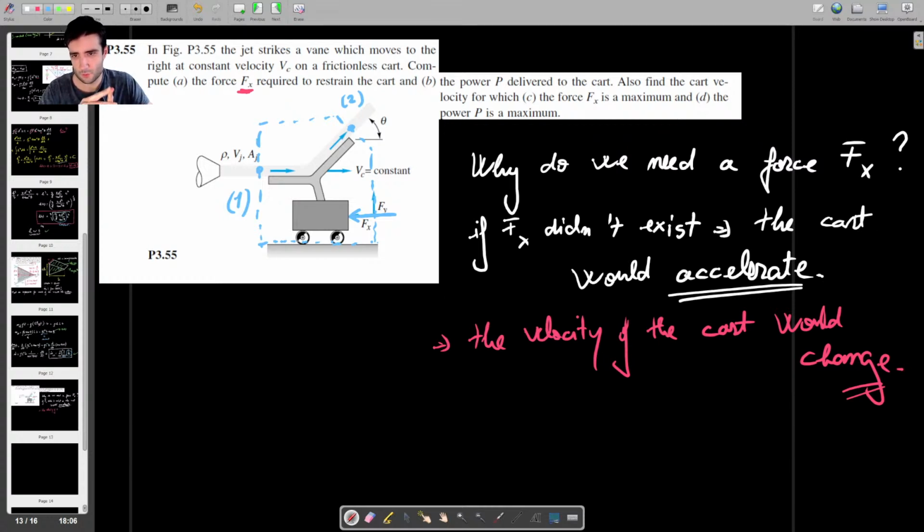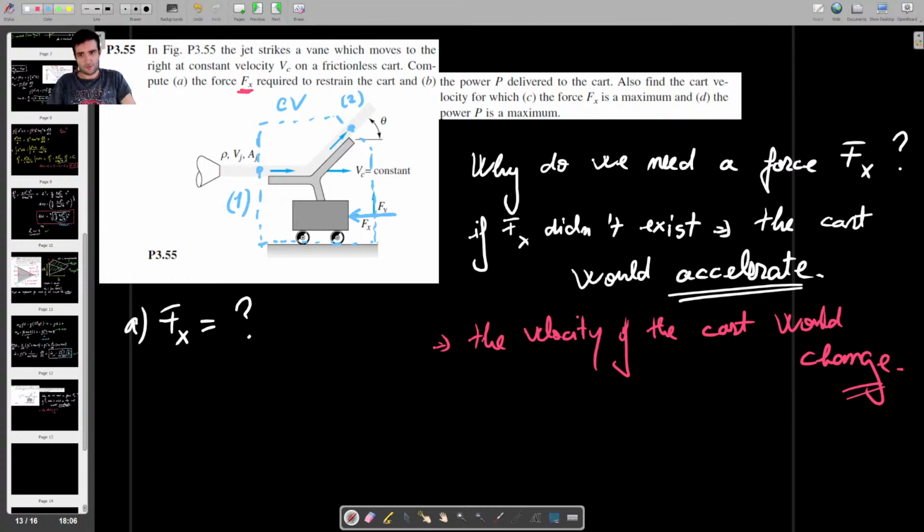So we're going to apply momentum conservation on the control volume to figure out the force Fx. So for part A, we just have to figure out what is Fx. Now the other issue that we have is that this control volume is not staying stationary, it's moving. And that's a bit annoying. We can definitely deal with it, and there's a few ways to do it.